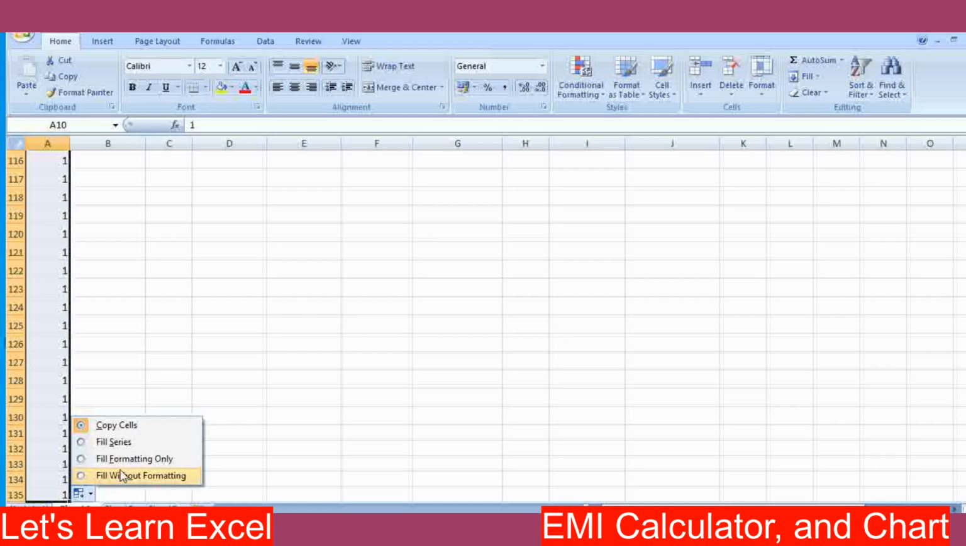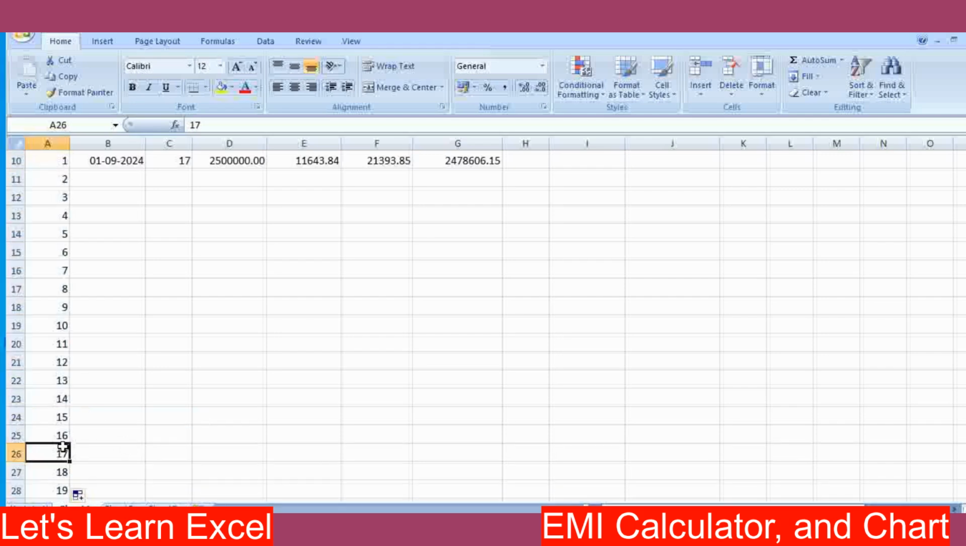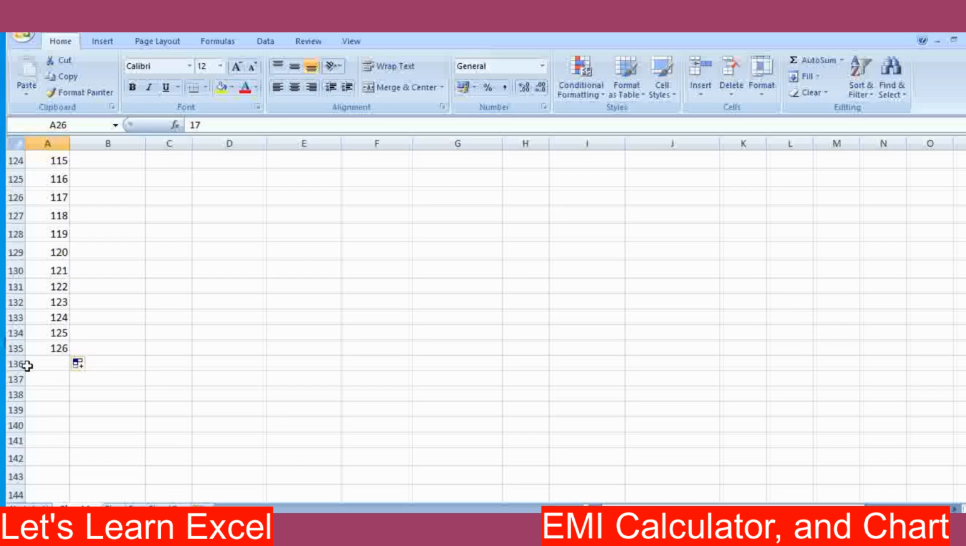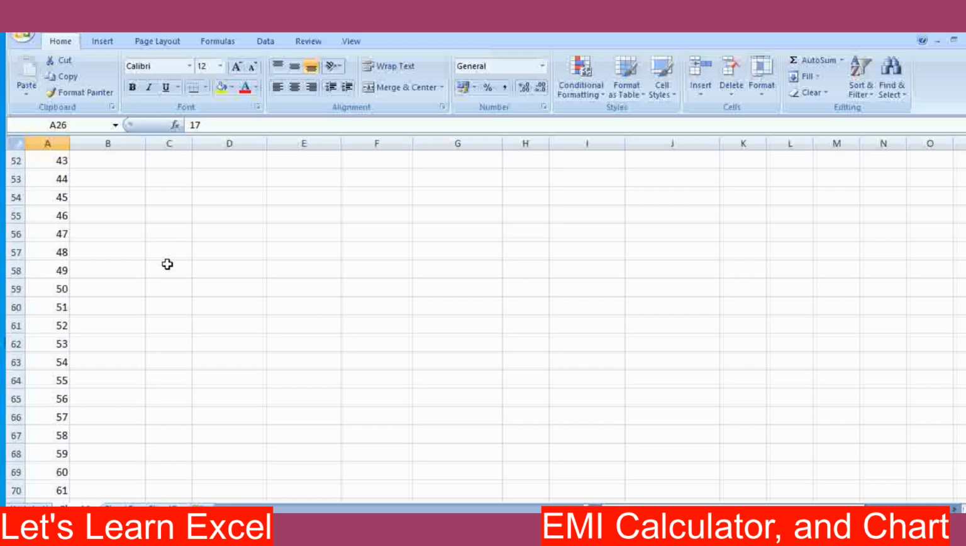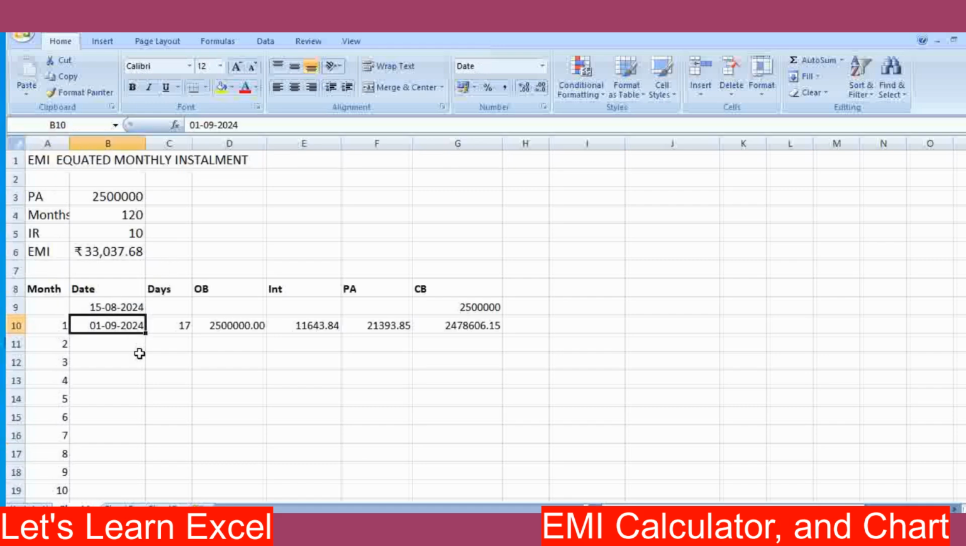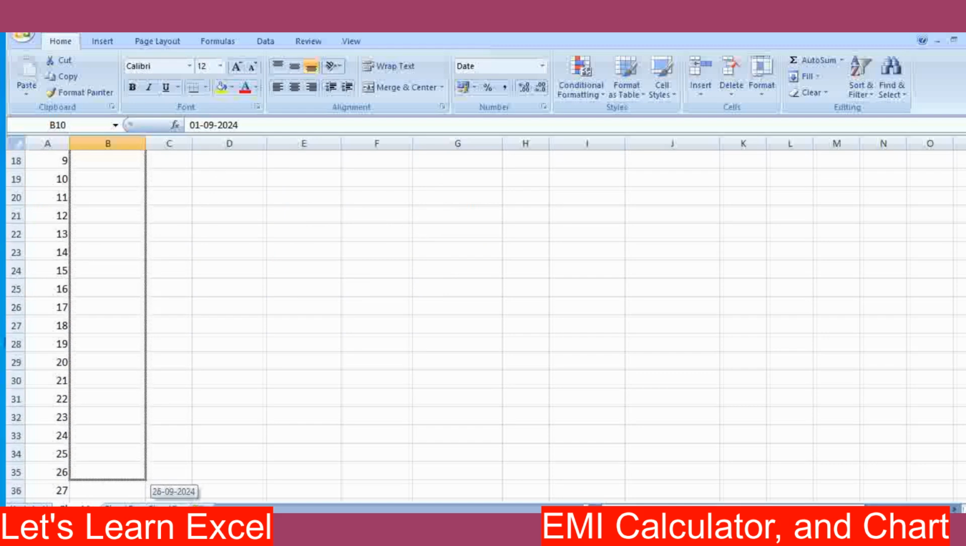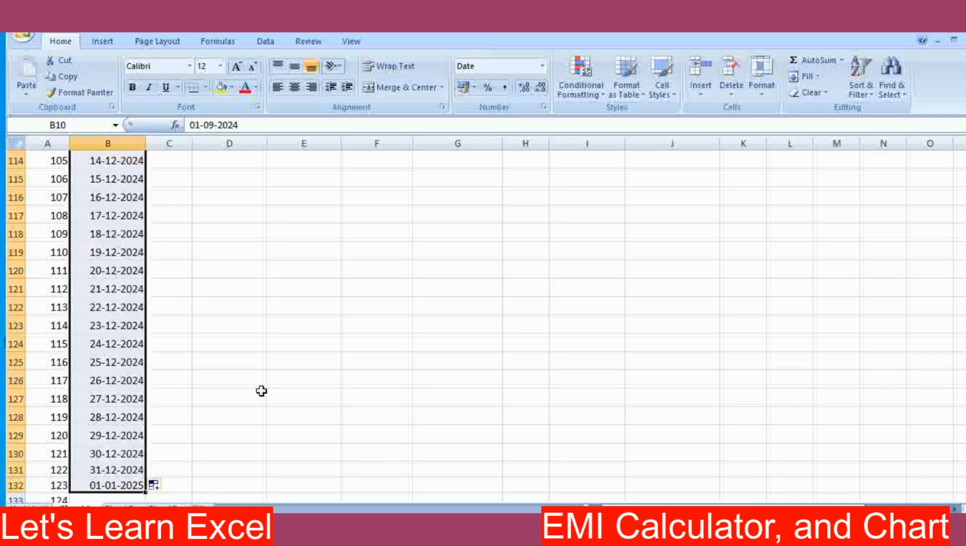Let it be 130. Okay. Now here say fill series, right? Okay. So now it will become 126. Okay, no problem, right? So now again we have to fill this column with the date of the next month, first day of the next month. So again copy this and we have to fill the series with the months. So it will become first of every next month.